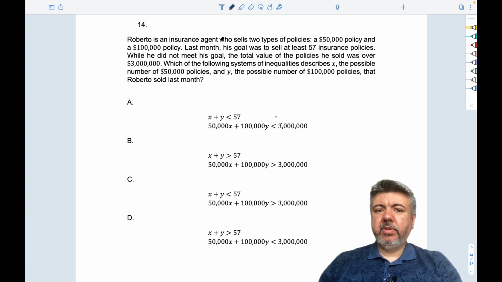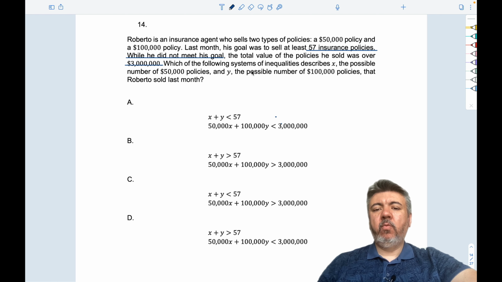Roberto is an insurance agent who sells 2 types of policies: 50,000 policy and 100,000 policy. His goal was to sell at least 57 insurance policies, but he didn't meet his goal. And the total value of the policies he sold was over $3 million. Which of the following systems of inequalities describes x and y, where x is the possible number of 50,000 policies?